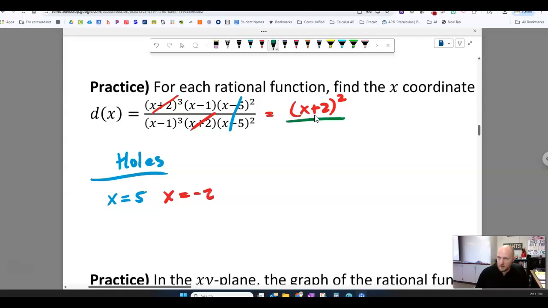The other one, we have a matching x minus 1, but look, the denominator has a bigger multiplicity, so we have x minus 1 to the power of 2. That's an asymptote.